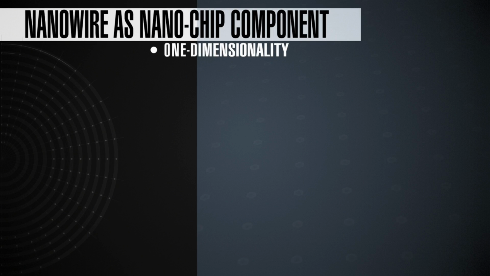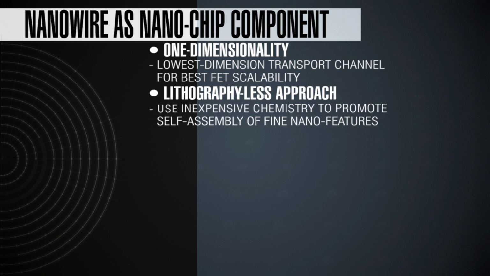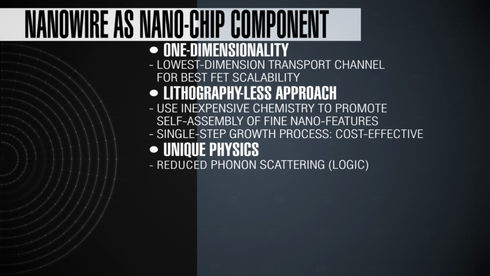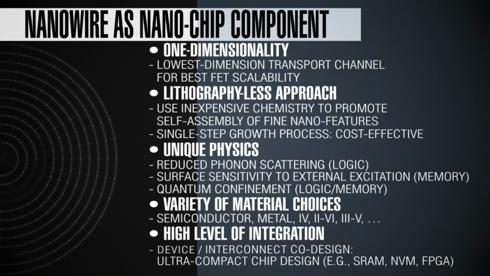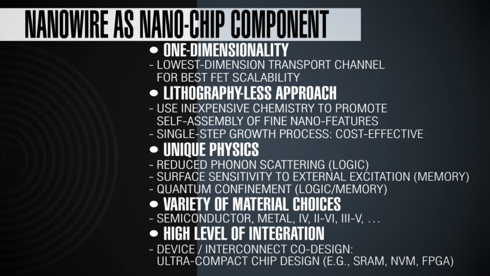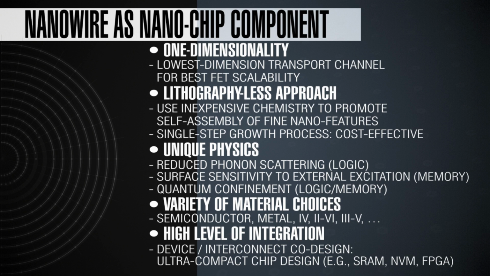In that sense, compared to silicon and graphene, using nanowires as a nanochip component has some advantages because you can still use familiar elements like silicon and germanium in the form of one-dimensional nanowires, and they are not exotic like carbon nanotube or graphene. It's also possible to think of self-assembly schemes to create patterns. So without standard lithography, it's possible to assemble fine nano features, and a single-step growth process is a cost-effective method.